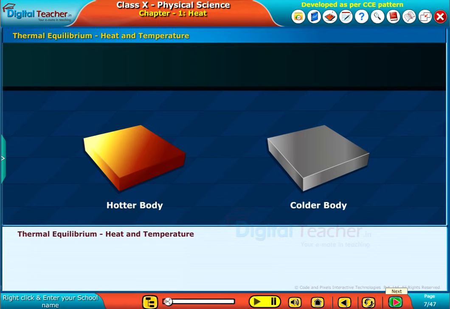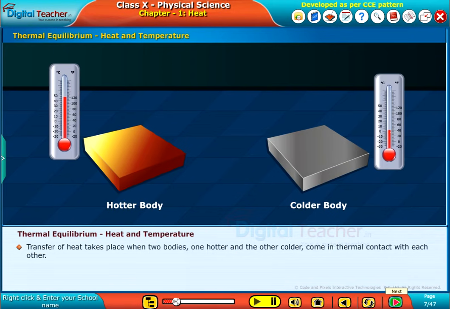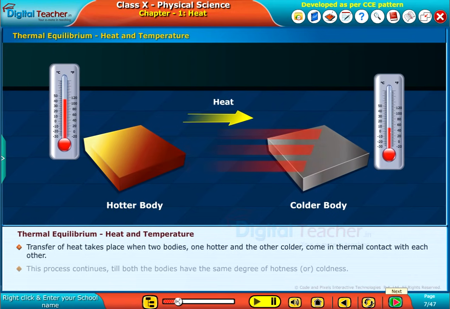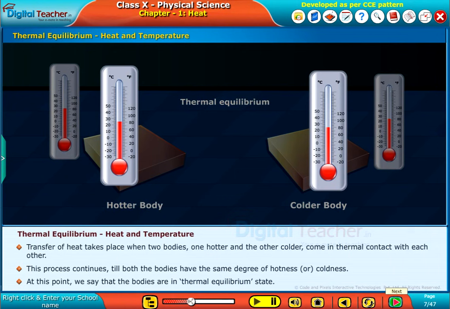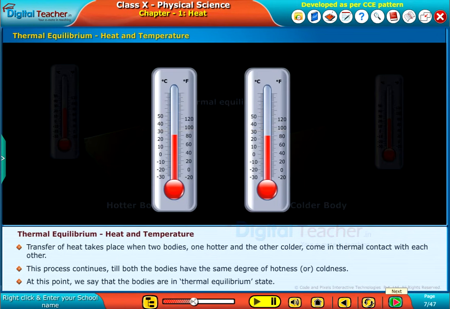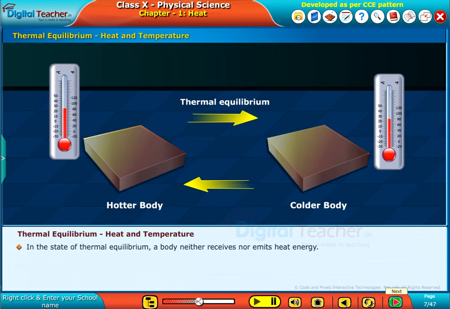Thermal equilibrium, heat and temperature. Transfer of heat takes place when two bodies, one hotter and the other colder, come in thermal contact with each other. This process continues till both the bodies have the same degree of hotness or coldness. At this point, we say that the bodies are in thermal equilibrium state. In the state of thermal equilibrium, a body neither receives nor emits heat energy.